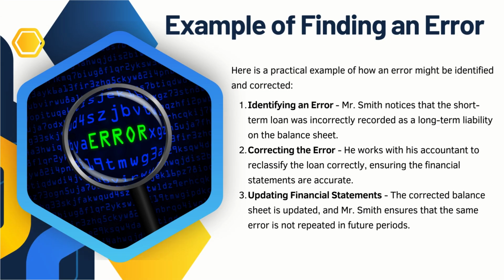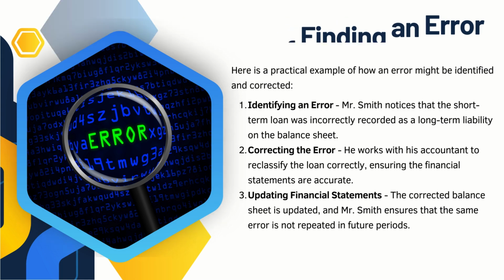Example of finding an error. Here is a practical example of how an error might be identified and corrected. Identifying an error. Mr. Smith notices that the short-term loan was incorrectly recorded as a long-term liability on the balance sheet. Correcting the error, he works with his accountant to reclassify the loan correctly, ensuring the financial statements are accurate. Updating financial statements. The corrected balance sheet is updated, and Mr. Smith ensures that the same error is not repeated in future periods.